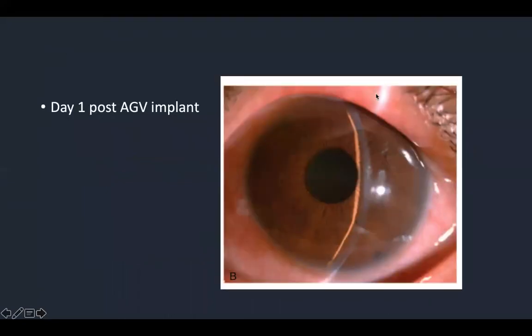This is day 1 post-Ahmed valve implant. You can see a shallow AC. The AC is too shallow and the IOP is low. So it's a hypotony post-Ahmed valve. You have to check for leak. It could be a peritubular leak. That will probably be obvious on exam if the conjunctiva is not closed well. It might leak clinically, or sometimes it might form a bleb anteriorly, which is not expected in an Ahmed valve, to have a high bleb anteriorly.